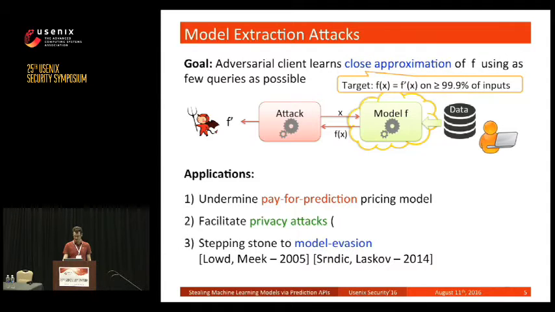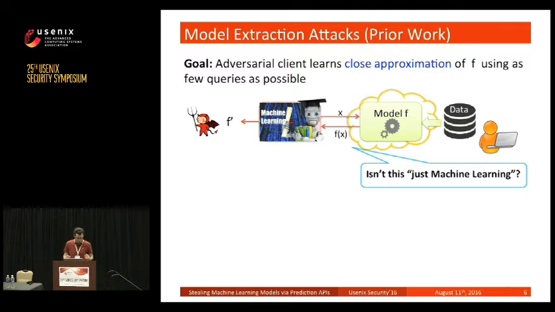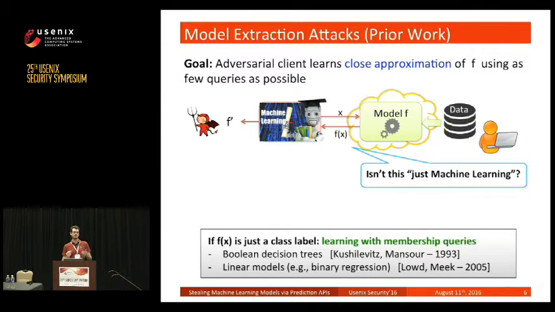If we take a step back and look at what we're actually trying to achieve with these attacks, one might ask, isn't this just machine learning? Because we're interacting with a model and trying to replicate its input-output behavior. There are two ways to look at it. If the model, when you query it, only replies with a class label, so you give it an image and it tells you this is Bob, and that's it, then this is a setting that's usually called learning with membership queries, and it's been heavily studied in the machine learning and theory community.